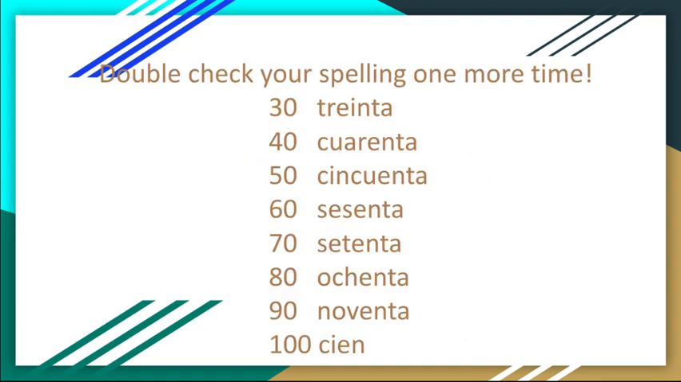So just to recap that, make sure that you've double checked your spelling on all those numbers that you just wrote down specifically. Let's go over pronunciation one more time. It's 30, 40, 50, 60, 70, 80, 90, 100.